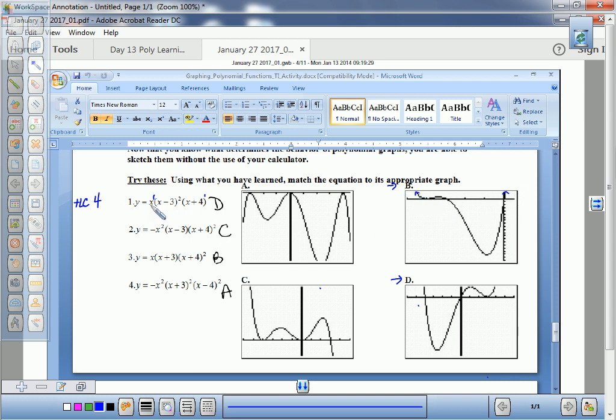Okay, now this should pass at 0. This one passes at 0. It should bounce at 3. It bounces at 3. And it should pass at -4. So that's why this one is D.